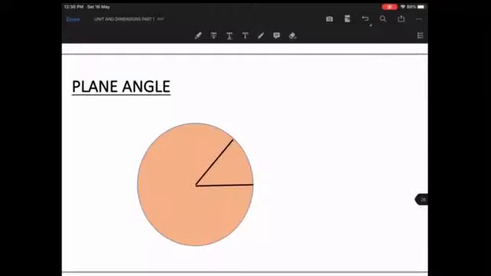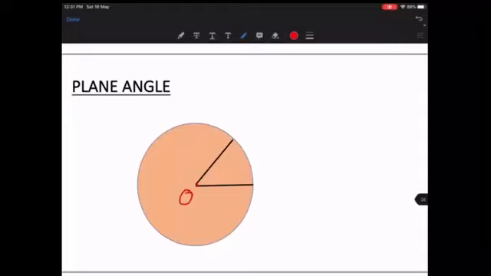Now, as the name suggests, it has to be on a plane. For example, let's say I draw this circle and I mark the center of the circle as O. Now, the plane angle is generally designated in radians, R-A-D, which is a short form of radians. One way to designate any angle is degrees, and another way to designate a particular angle is radians. So radians is a two-dimensional angle.